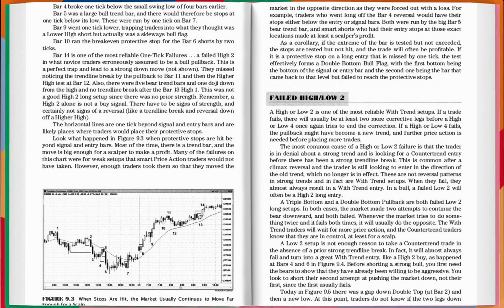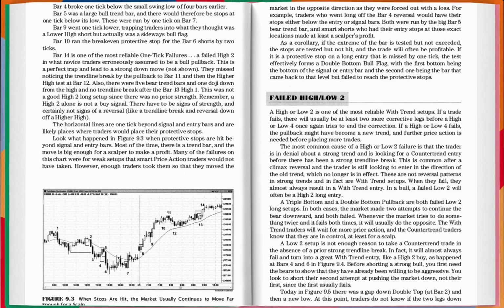As a corollary, if the extreme of the bar is tested but not exceeded, the stops are tested but not hit, and the trade will often be profitable. If it is a protective stop on a long entry that is missed by 1 tick, the test effectively forms a double bottom bull flag, with the first bottom being the bottom of the signal or entry bar, and the second one being the bar that came back to that level but failed to reach the protective stops.